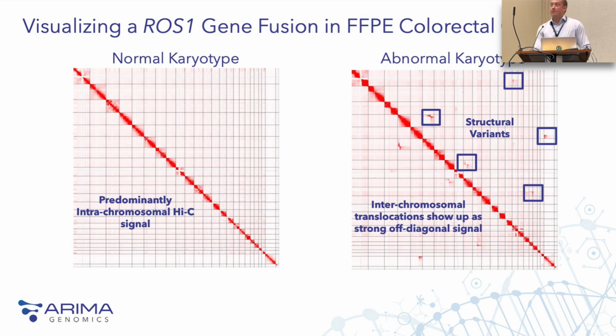In a karyotypically abnormal sample, this happens to be a colorectal FFPE tumor with a ROS1 fusion, you see these really strong intrachromosomal-like linkages, but they're occurring between two different chromosomes, which really stands out like a sore thumb when you look at these heat maps, and is the basis of what the algorithms use to try to find a particular fusion. It looks for changes essentially in this pattern.